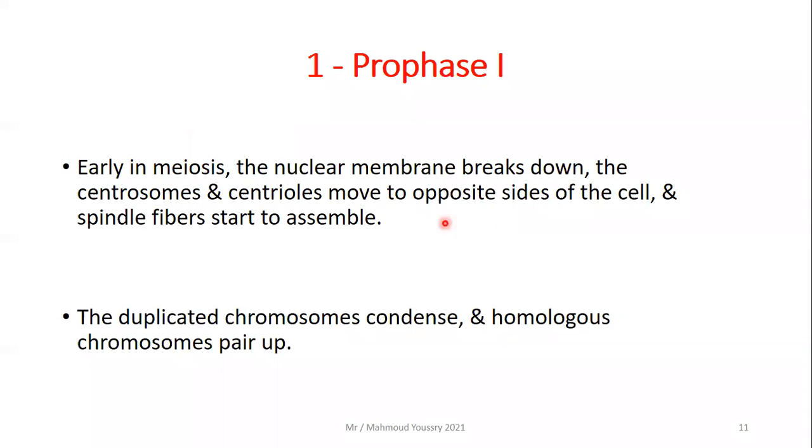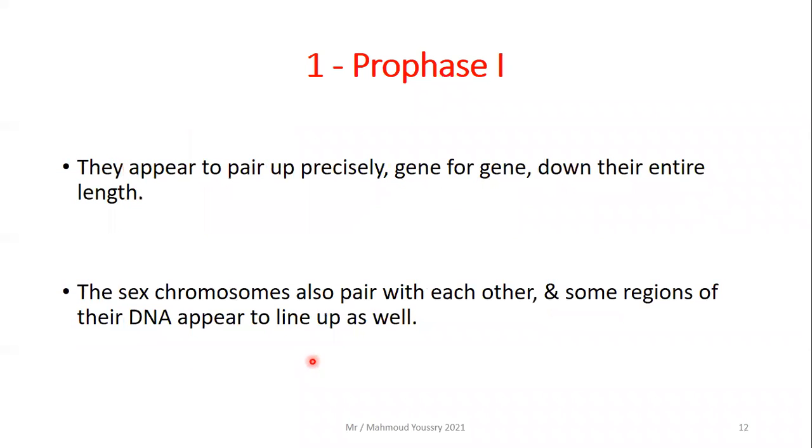In prophase 1, in early meiosis, the nuclear membrane breaks down. The centrosomes and centrioles move to the opposite sides of the cell, and the spindle fibers start to assemble. Then the duplicated chromosomes condense, and the homologous chromosomes pair up. Listen carefully. They appear to pair up precisely, gene for gene, down their entire length. The sex chromosomes also pair with each other, and some regions of the DNA appear to line up as well.